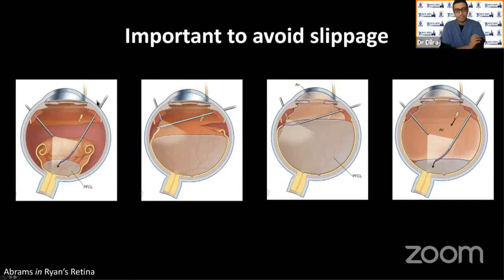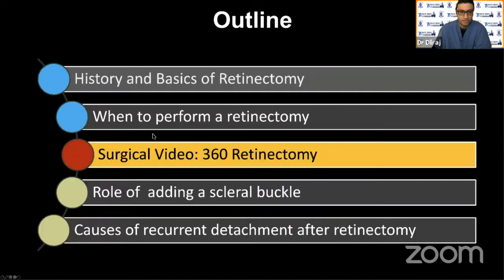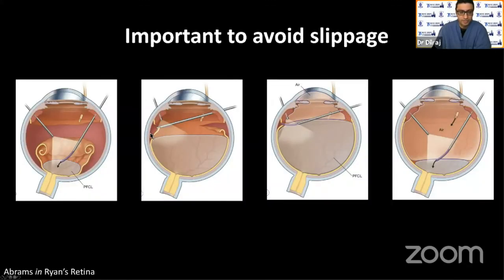One of the important points to remember when you're performing a retinectomy is the importance to avoid slippage. Slippage occurs when your retina is not adherent to the RPE where it needs to be, and therefore will slip posteriorly during the case. There are various strategies that can be adopted to avoid this. These are cases where perfluorocarbon is essential in order to get the retina to lay flat and to achieve that at the end of the case.